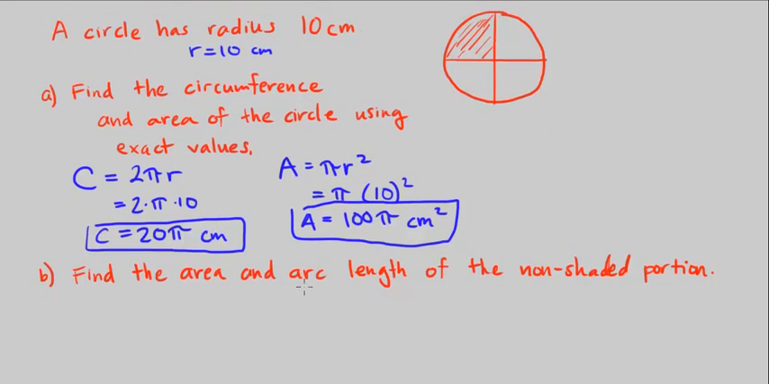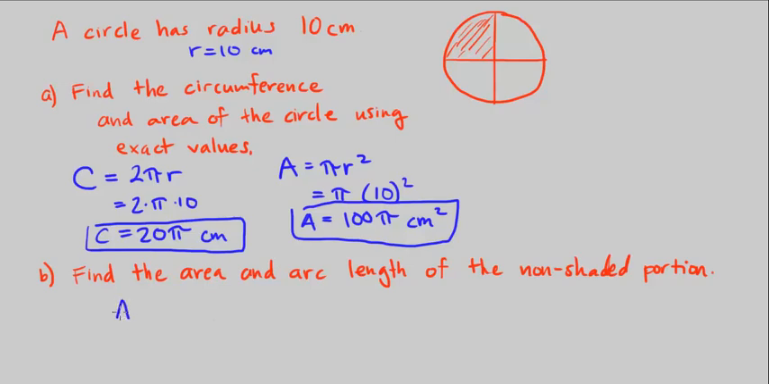Part B says find the area and arc length of the non-shaded portion. So here's the shaded portion. The non-shaded portion is everything else, everything else that I just shaded in blue. If we look at the circle, it's cut up into 4 different regions, actually quadrants we call them. This is quadrant 1, 2, 3, and 4. We can see that quadrant 2 is shaded, so we're looking for the area of the non-shaded one, the 3 left over. And we know that's just 3/4 of the area.